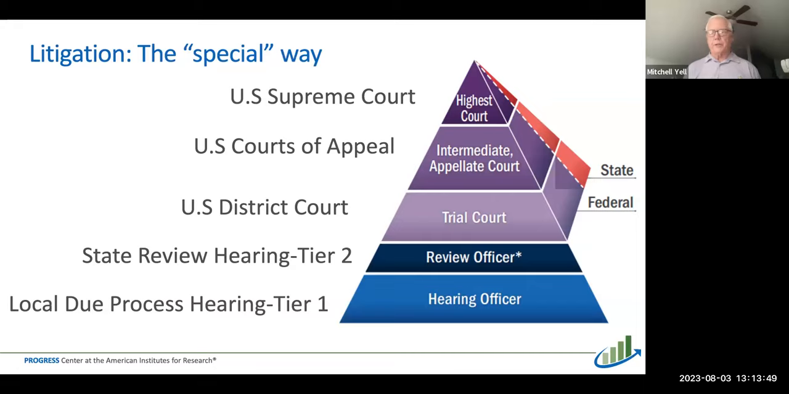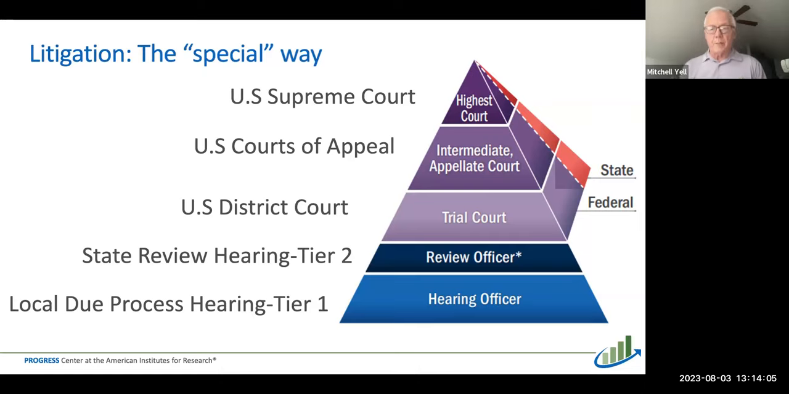The parents and their attorney are on one side, unless they don't have an attorney, which is called going pro se. The school district and their attorney are on the other side, and witnesses are called, exhibits are entered. It's just like going to court.